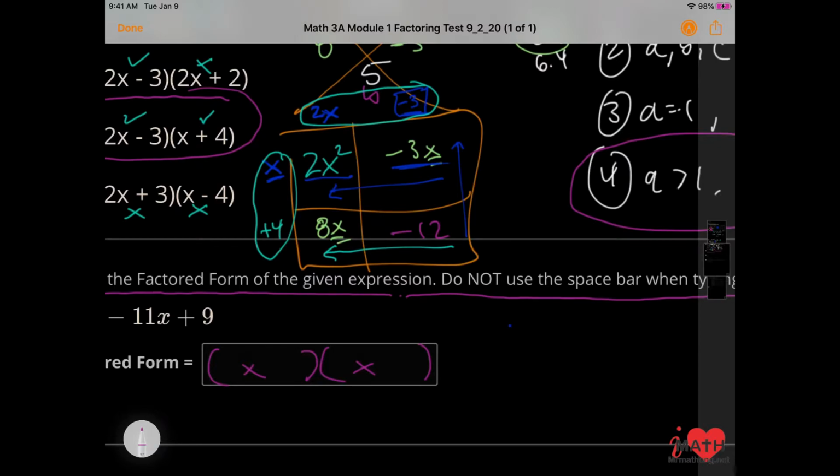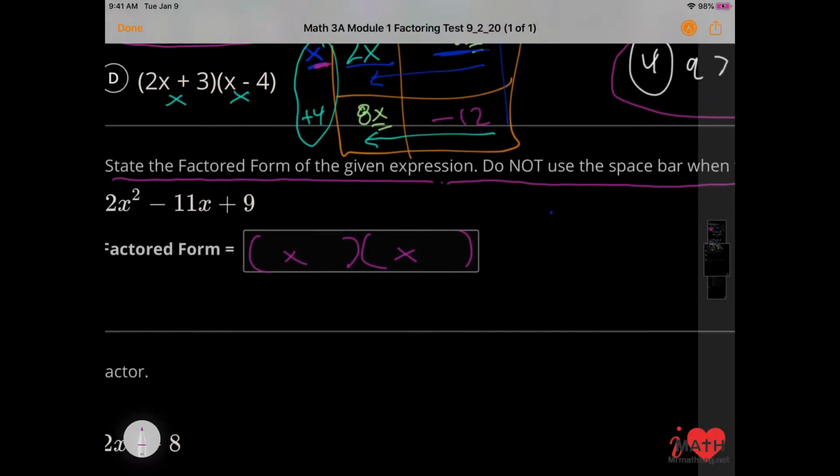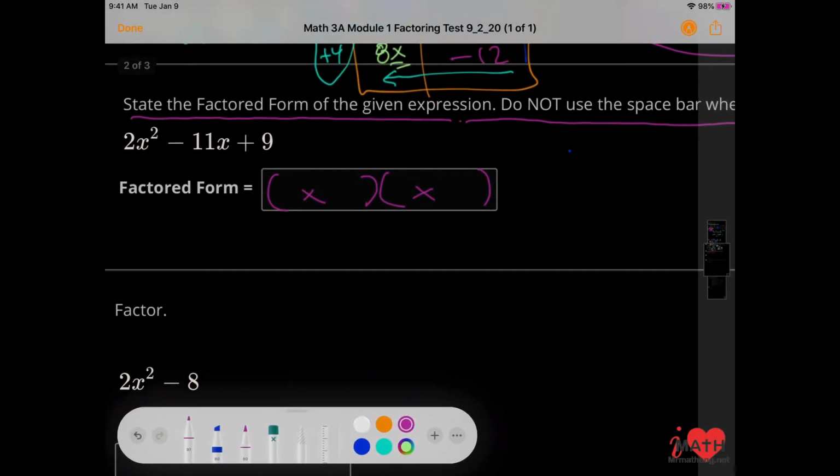Notice how I filled in the inside of the box of the last problem. Eventually, we're going to start with the outside. So this is actually a good way of checking your answer. 2x times x equals 2x squared. So you can, again, think about it and use it to check your answer. So let's go ahead and do this problem here.